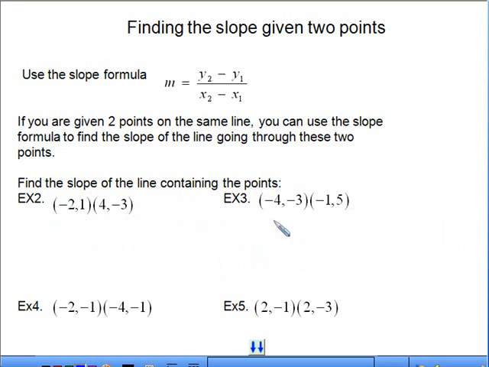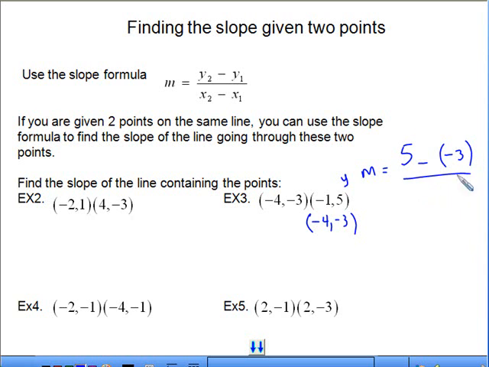So let's take a look at this one right here. I'm going to take the first point and put it underneath the second point. So m is going to equal, start with the y values first. Take the top minus the bottom. So 5. Then put a minus sign because that's in the equation. And then whatever the bottom number is. Now it's a negative 3.